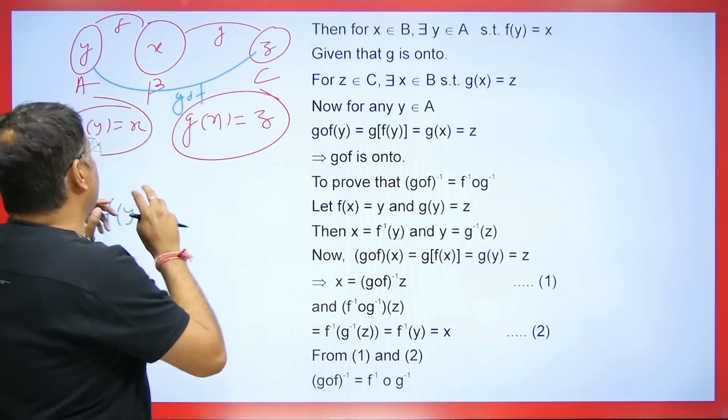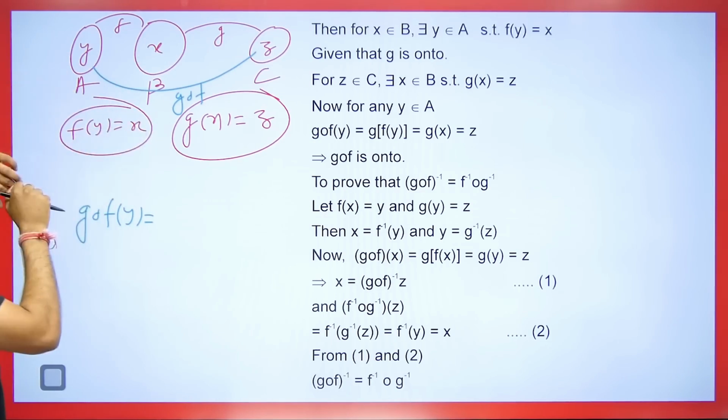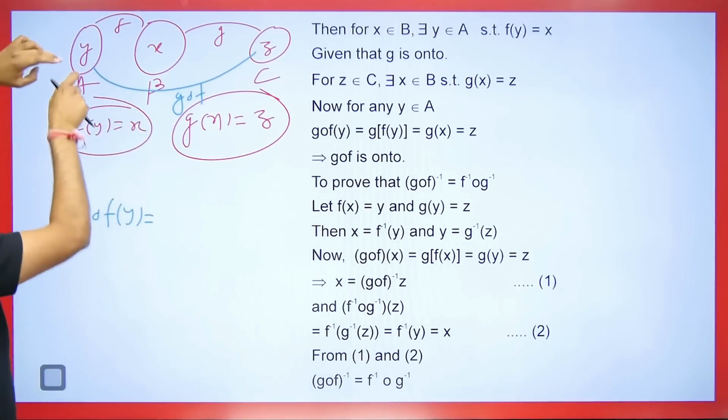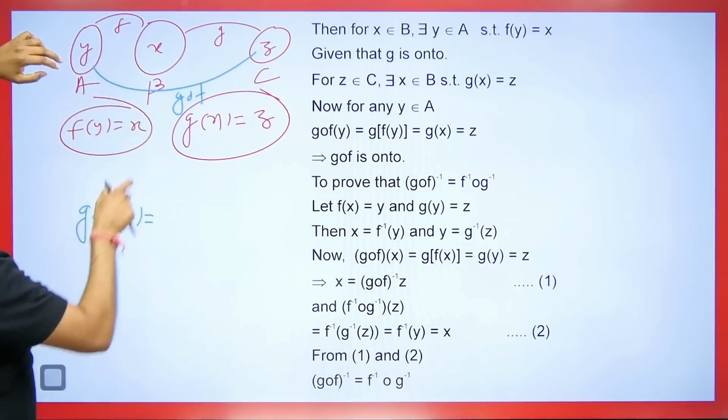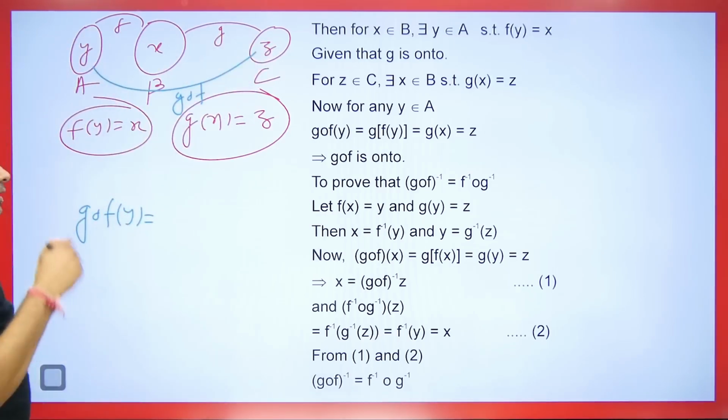As I informed you before, that x has a pre-image y, so Fy is equal to x. Similarly, in this type, we will prove that for y. For GOFY, an image exists, which means that its pre-image also exists. This is what we will do, right?